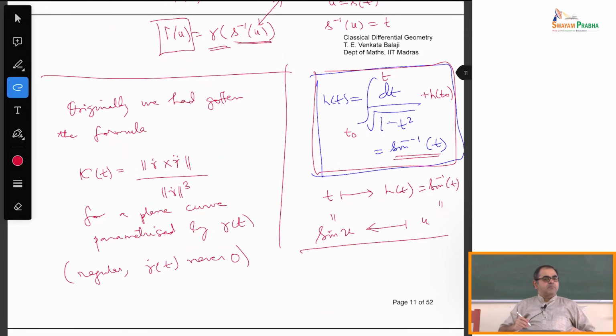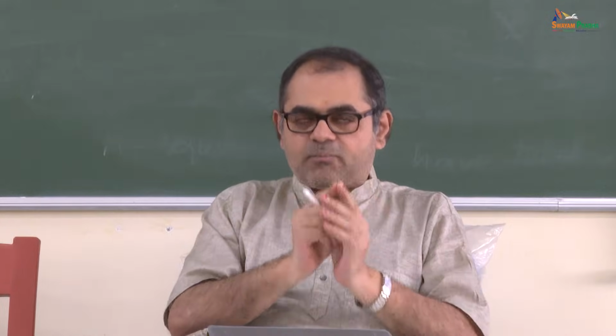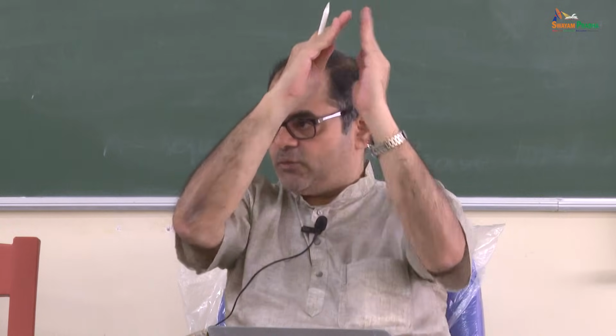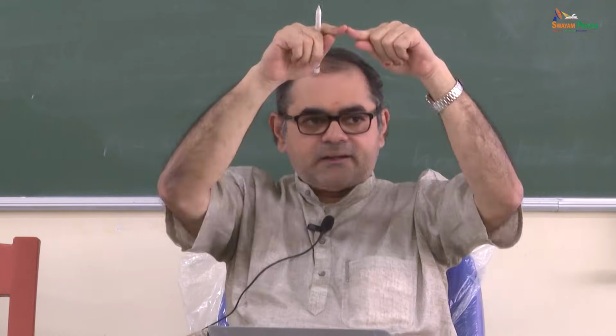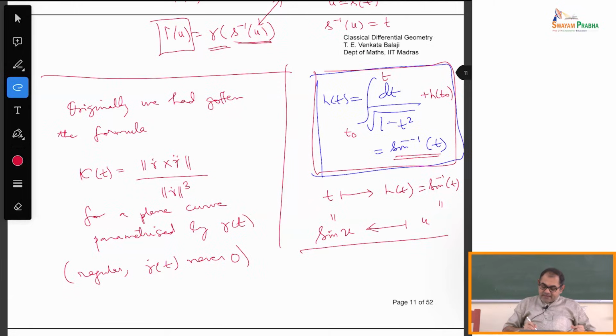The way we got this formula was a very geometric thing. What you did is you took at the given point the normal, at a nearby point you took the normal, you took the point of intersection, and then tried to find the limit as this nearby point comes to this point, and that point turned out to be the center of curvature. Okay, we proved that this can be done. Now the beautiful thing is that there it was only a plane curve parametrized by gamma.